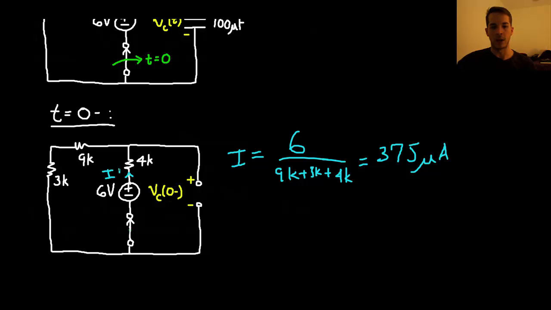Alright, so then we can use KVL to solve for the voltage VC, by doing KVL over here in this part of the circuit. You'll find that VC of 0 minus is equal to 6 minus 4k times I, or just 4.5 volts. Okay, so that was the first part.